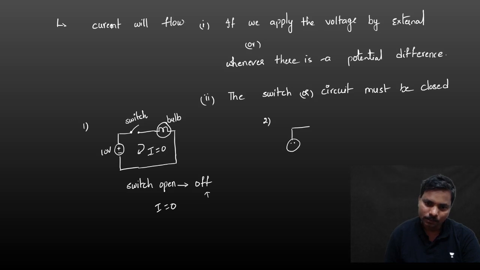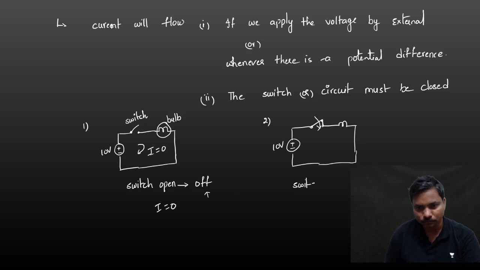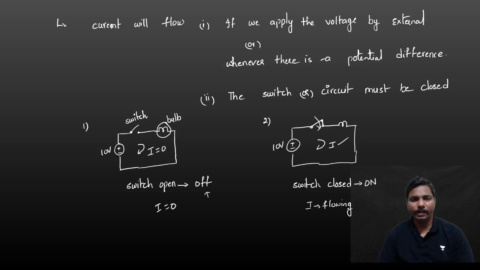And the second case, same thing. If we have applied 10 volts by using a battery, here there is a switch, here there is a bulb. Now the switch is closed. Closed means this point is connected to this. Now you can say switch closed. Switch closed means switch is on. Whenever the switch is on, current is flowing. Bulb glows. These are very important points, guys.